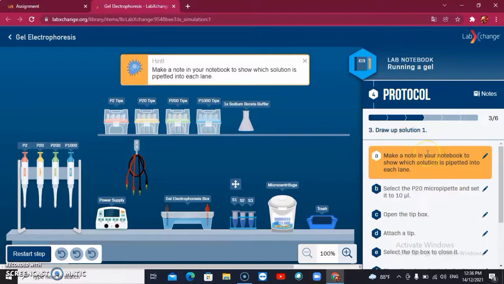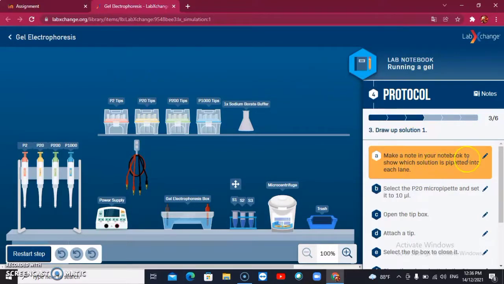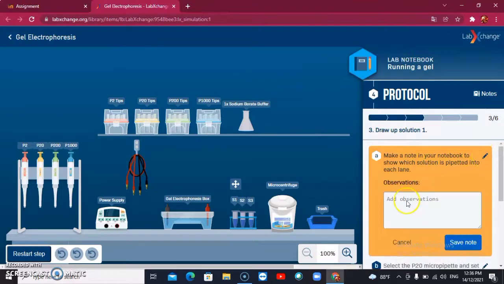Make a note in your notebook to show which solution is pipetted into each line. S1 to line 1, S2 to line 2, S3 to line 3.